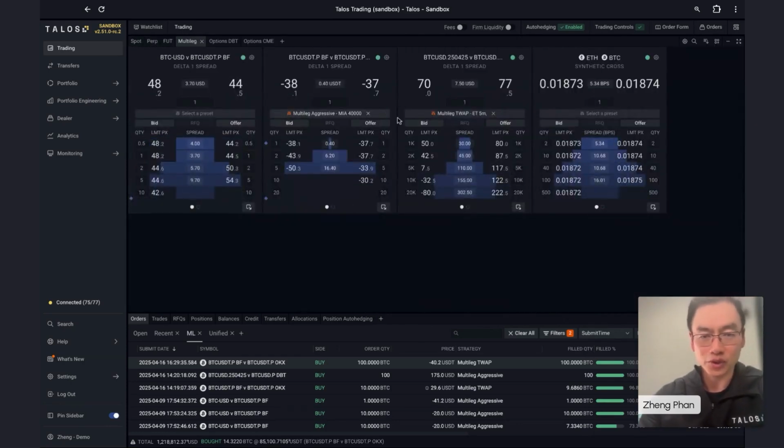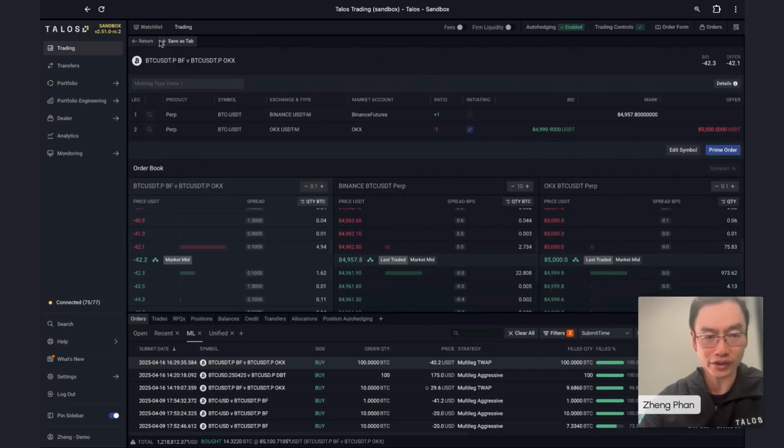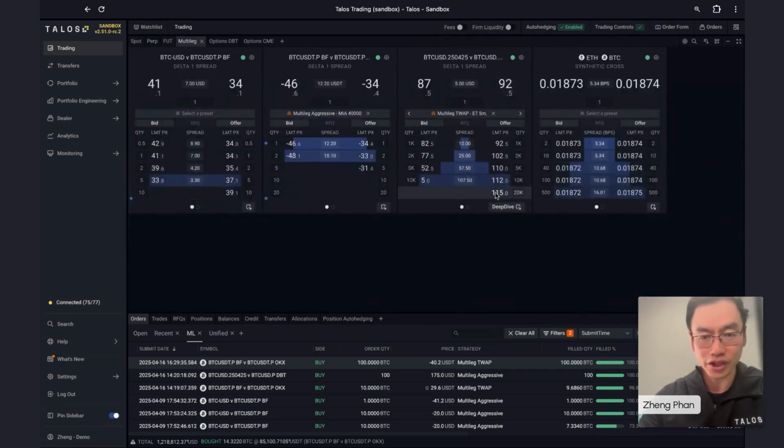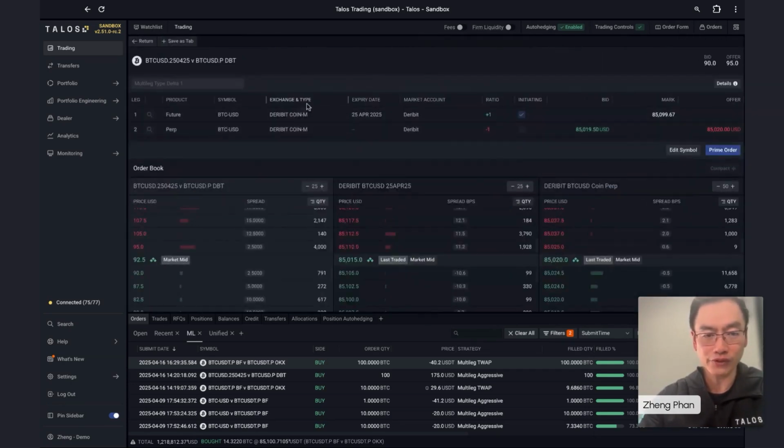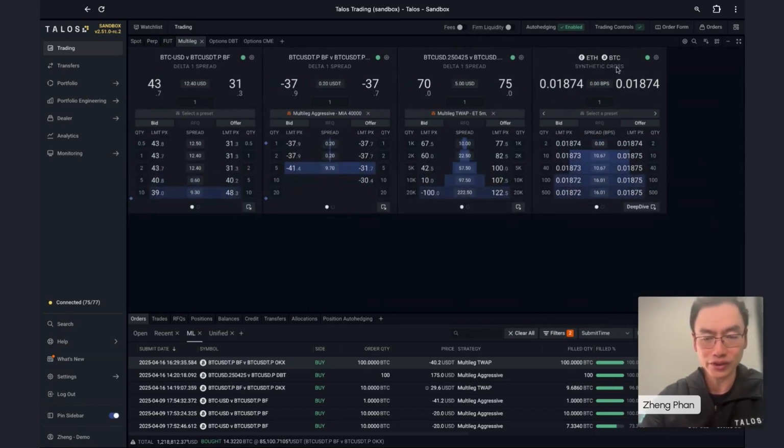Similarly, Neelabh talked about basis trading. We can do cross-exchange arbitrage as well, in this case between Binance and OKX perp, or in this case a cash and carry trade on Deribit between a future and a perp. And for trading across correlation between coins or creating synthetic crosses, you can see here we're trading ETH versus BTC through the dollar.